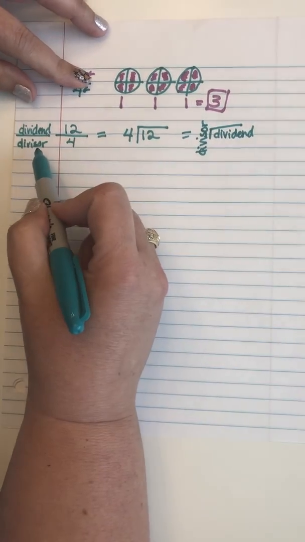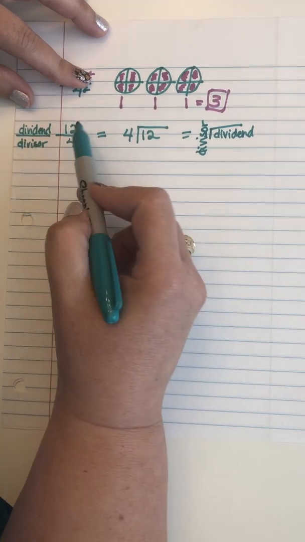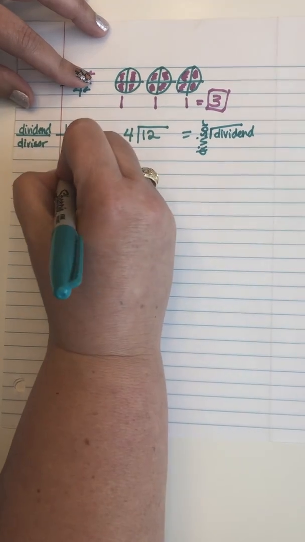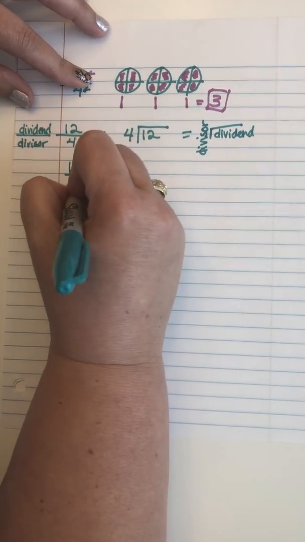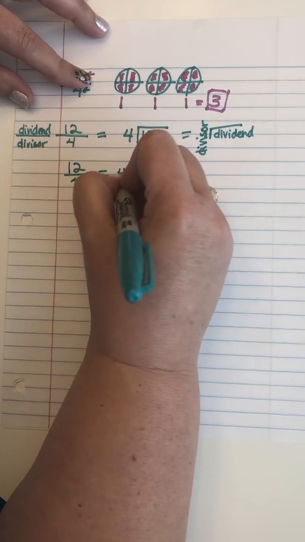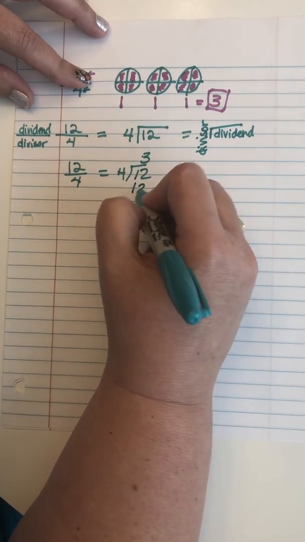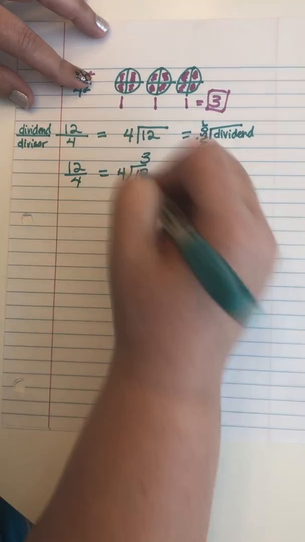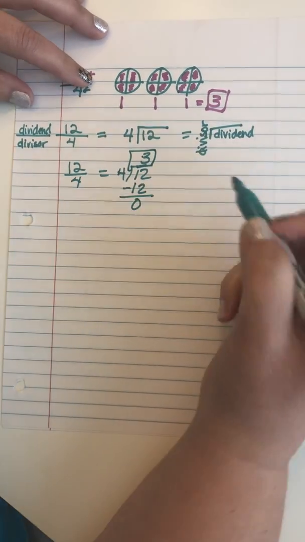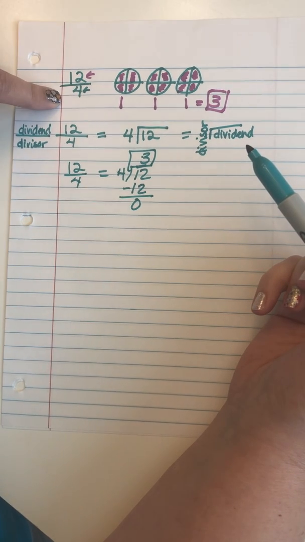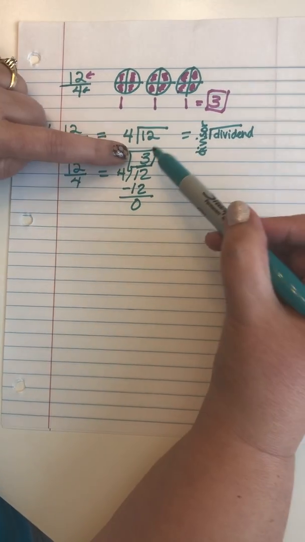So we go back to that dividend, 12 divided by 4. And we know that 12 divided by 4 equals 3. 3 times 4 is 12. Subtract, and we end up with 0. So to change the improper fraction of 12/4, we divide out and we find our answer is 3.